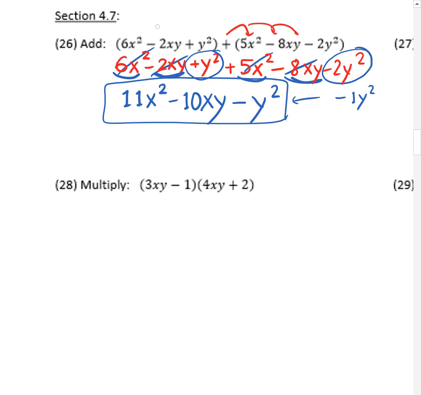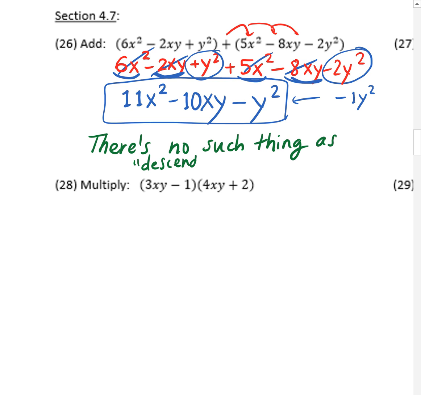And the thing about these problems is, since we have two variables, there's no such thing as this descending order of powers now. So don't worry, it doesn't really matter what order they're in, actually. If you had these three terms in any order, I couldn't mark you wrong, as long as you have the right sign with the right term. But yeah, there's no such thing as what we were talking about before, descending order of powers when we have two variables.